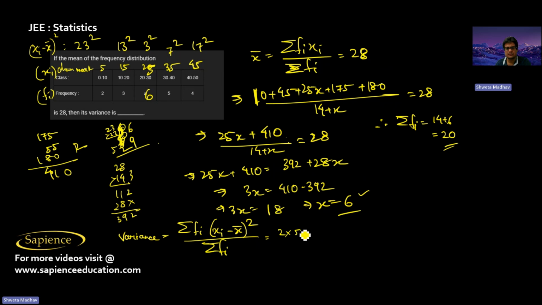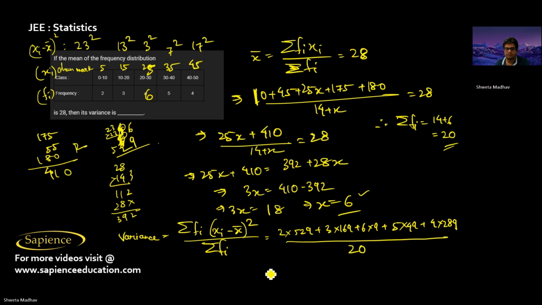So 2 into 529 plus 3 into 169 plus 6 into 9 plus 5 into 49 plus 4 into 17 square, that is 289, divided by summation fi, that is 20. So this we need to find out.